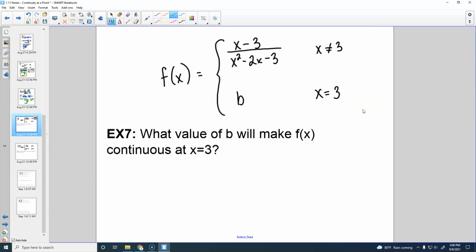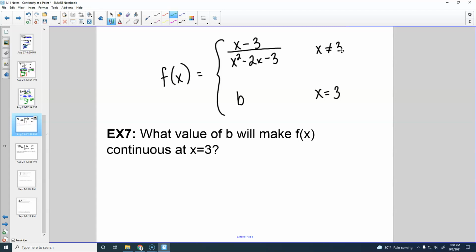So this question says, what value of b will make f of x continuous at x equals 3? So, this particular piecewise function, you have this rational equation right here. It is defined everywhere except for at x equals 3. It is not defined at x equals 3 because it's giving you a 0 in the denominator.